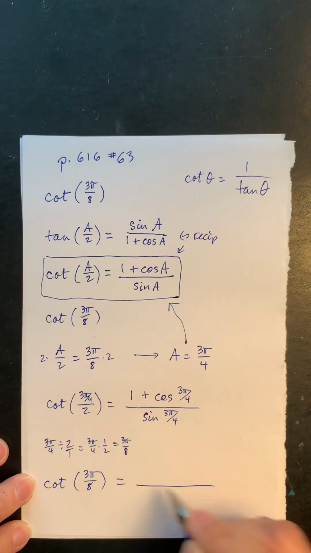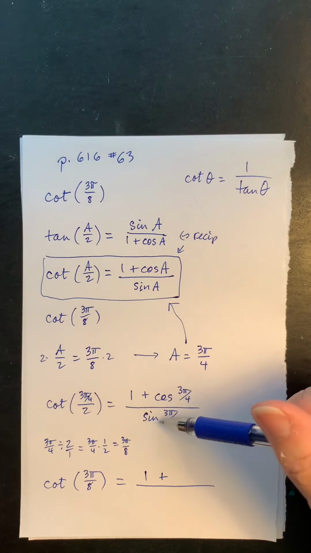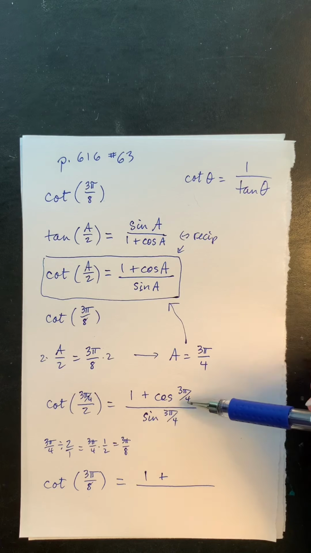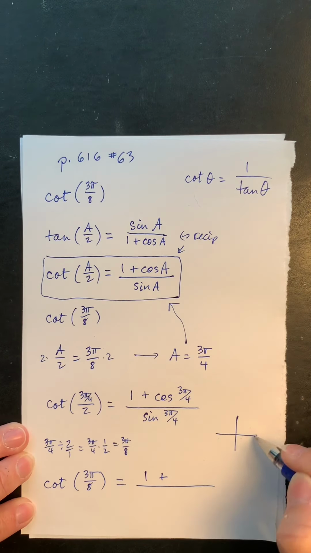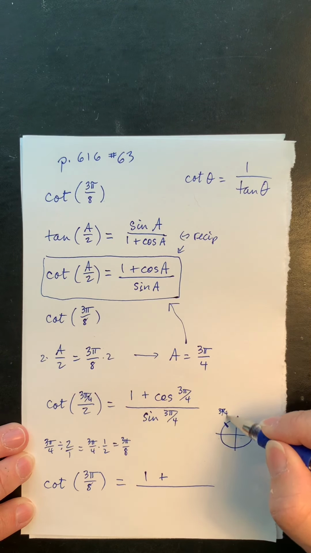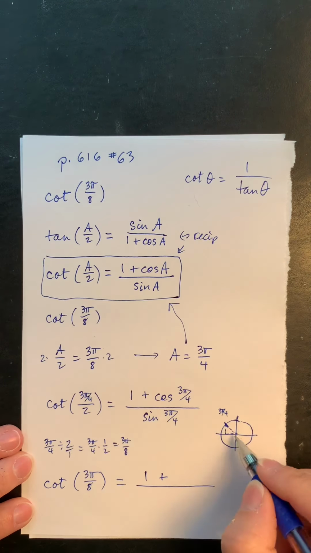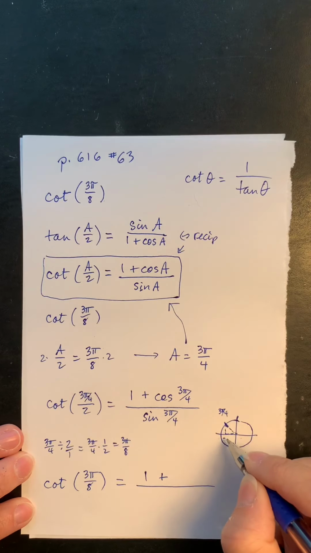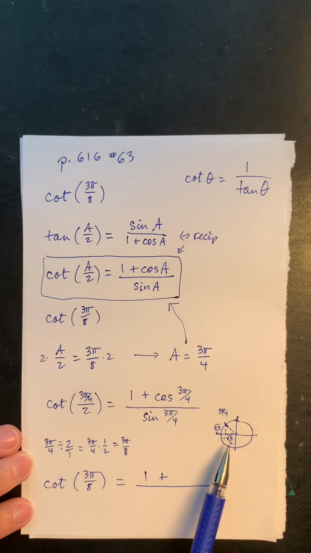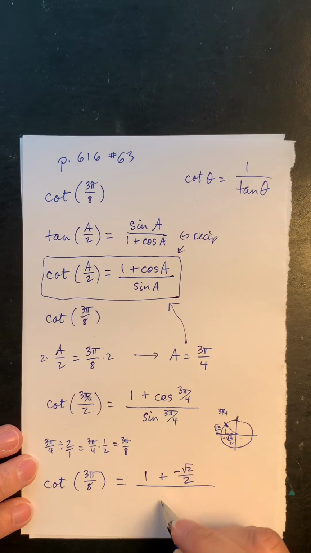Equals 1 plus, all right, we need the values of the cosine of 3 pi over 4 and the sine of 3 pi over 4. Now, all of a sudden, we're not looking at 3 pi over 8 anymore. Now we do 3 pi over 4. If you think about the unit circle, 3 pi over 4 is in the middle of quadrant 2. If you draw in a reference triangle, it's isosceles, so both the legs use root 2 over 2. The adjacent is negative. The opposite is positive. So the cosine is negative. So it's going to be 1 plus negative root 2 over 2, and then in the denominator, positive root 2 over 2.